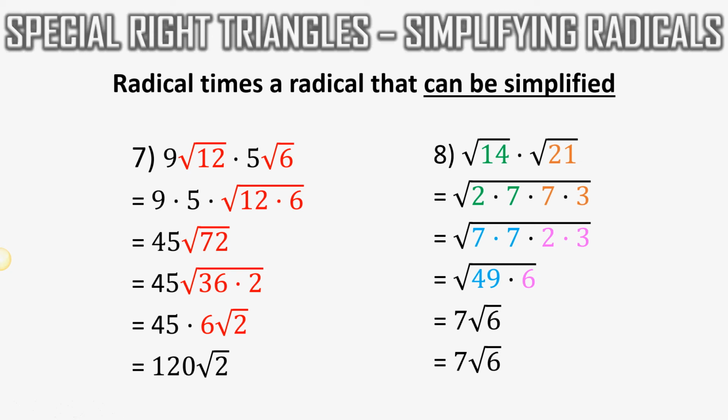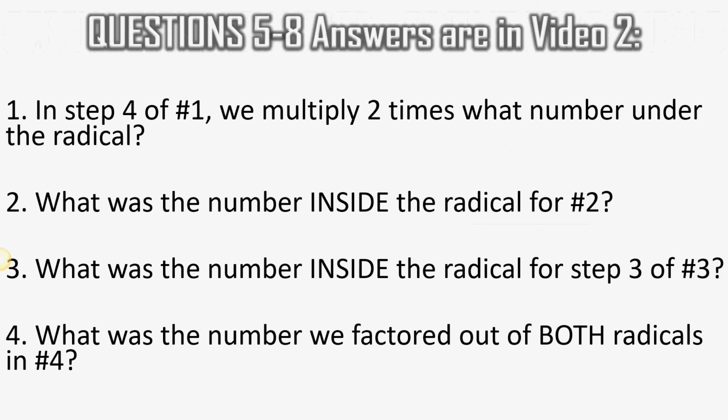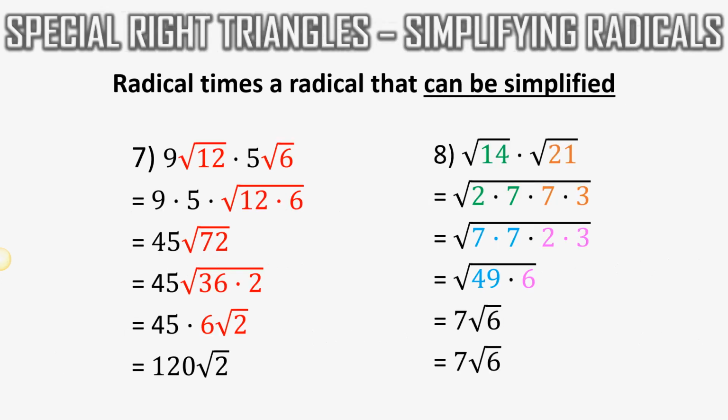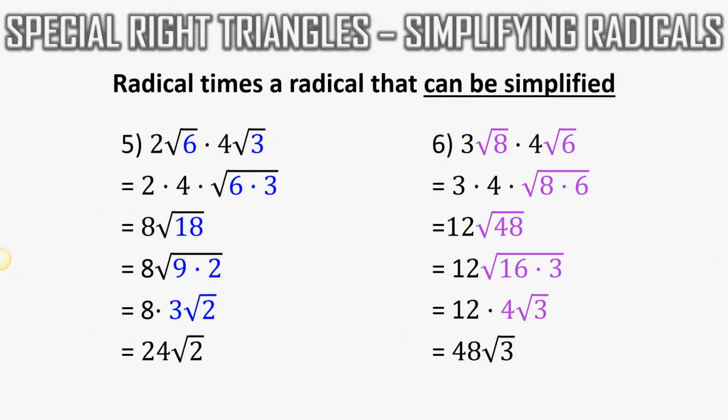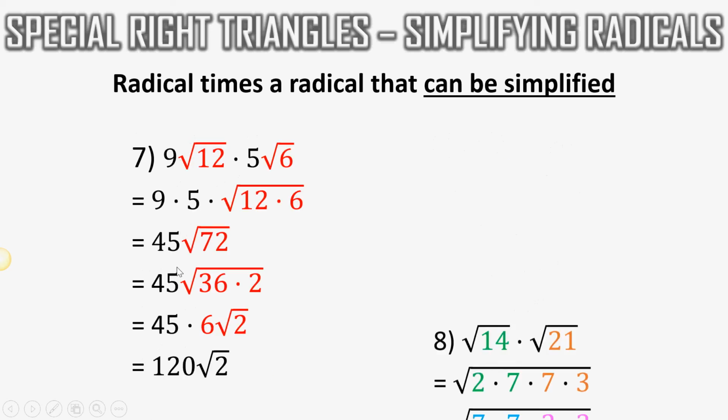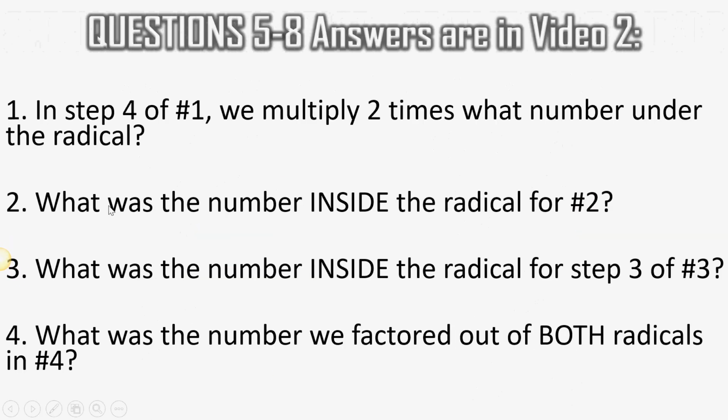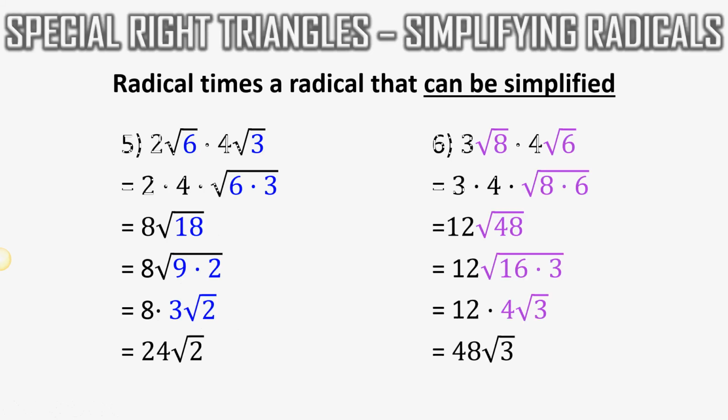You're going to have to come back and look at these because these next questions are a little more specific. So, in step 4 of number 1, we multiplied 2 times what number under the radical? Well, let's go. 2 times 9. And actually it's number 5. Sorry about that. What was the number inside the radical for number 2? Well, that's actually a number 6. So the number in the radical is 3.